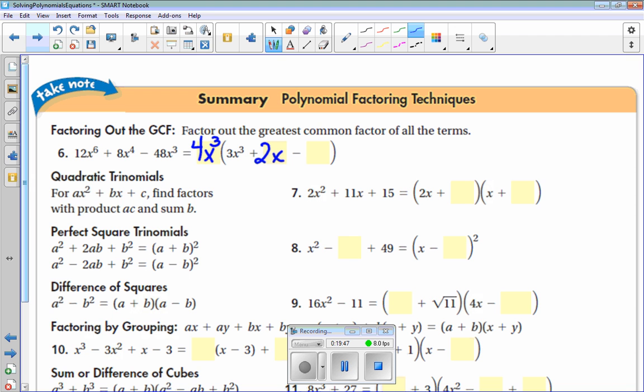I took all 3 of them out. So what I'm left with is just what is 4 times what is negative 48? Negative 12. So that is going to be the GCF.